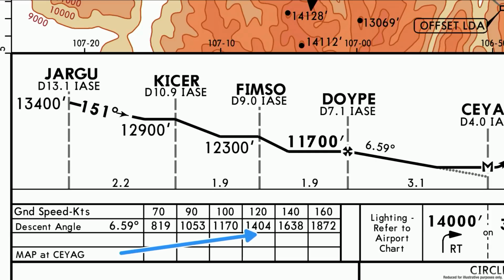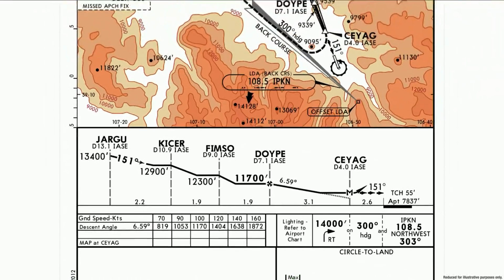Jeppesen's computed it out to 1404, and that's because the general rule of thumb that for every degree, it's 100 feet per nautical mile. It's not quite that. It's actually 106. So 6.59 isn't quite 659 feet per nautical mile. It's really closer to 700. But you'll look at a Jeppesen chart, they actually give you descent rates for each of the different ground speeds. That's how we could figure that out, both through mental math and by looking at the chart.